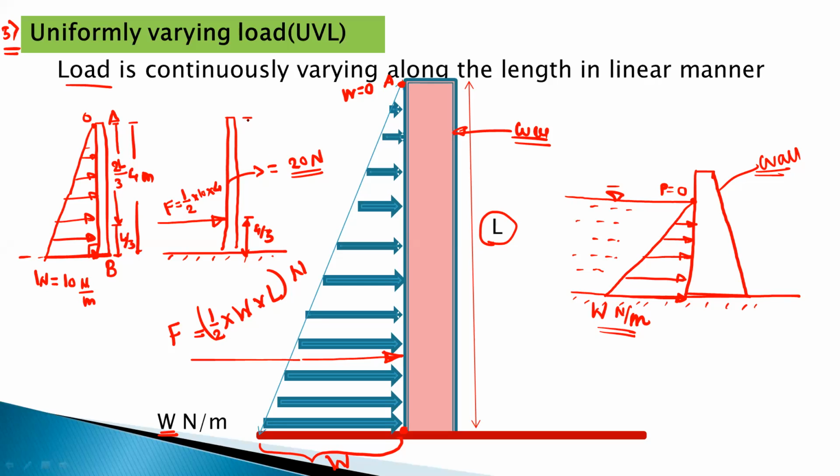Okay. And the remaining distance, this is 2L by 3. So it is 2 into 4 divided by 3, which is equal to 8 upon 3. Okay. So this is the location of the point load in case of the UVL. So I hope this conversion is clear to you: how to convert UDL into a point load and how to convert UVL into a point load. We will use this formula when we solve the problems on the UDL and the UVL.